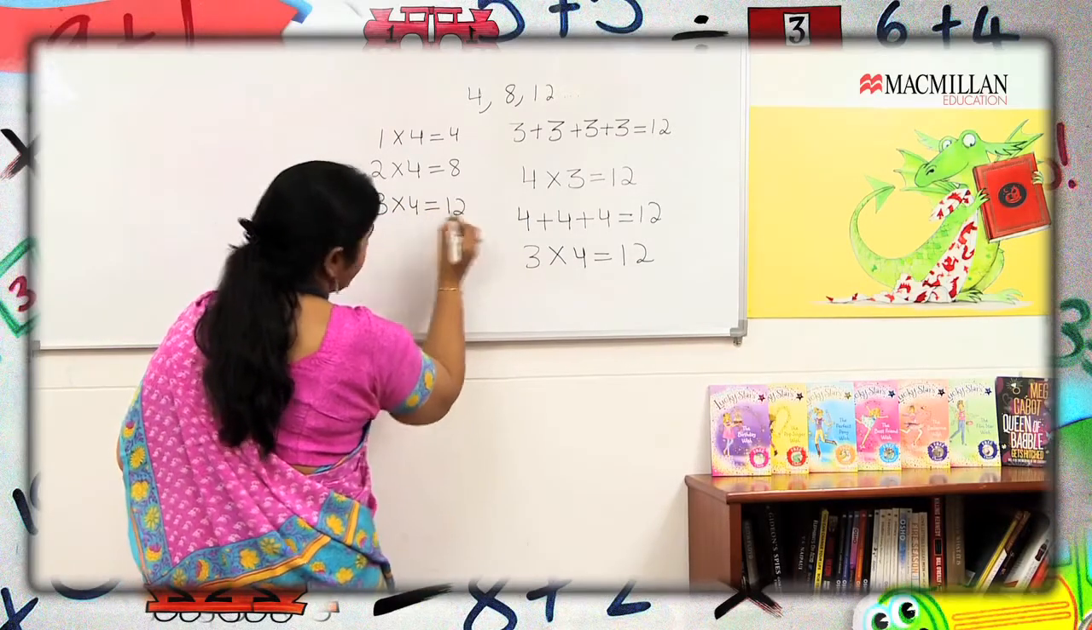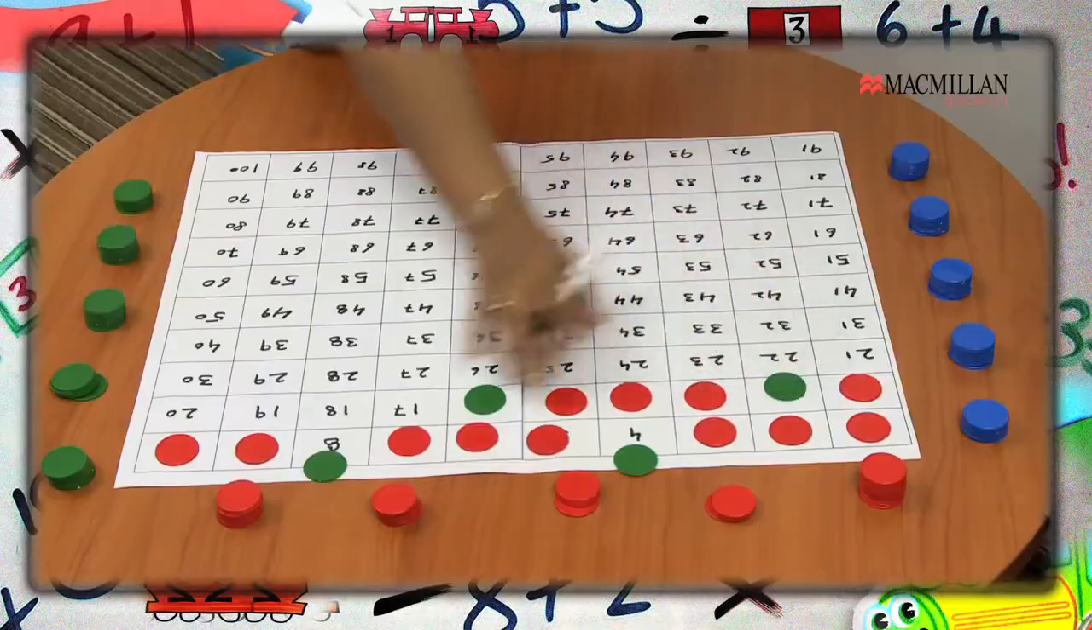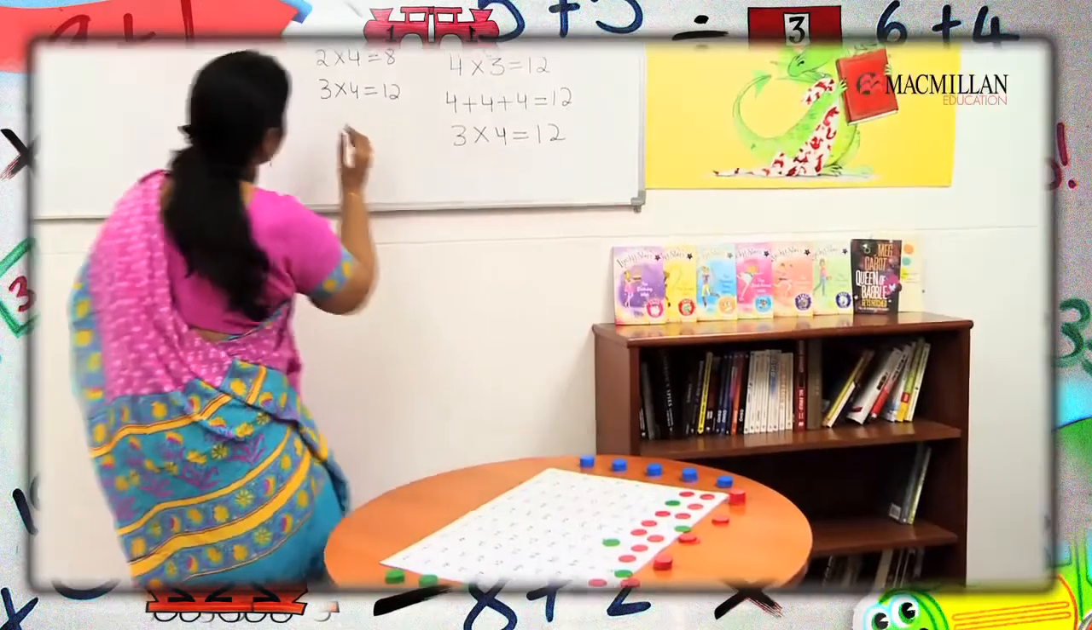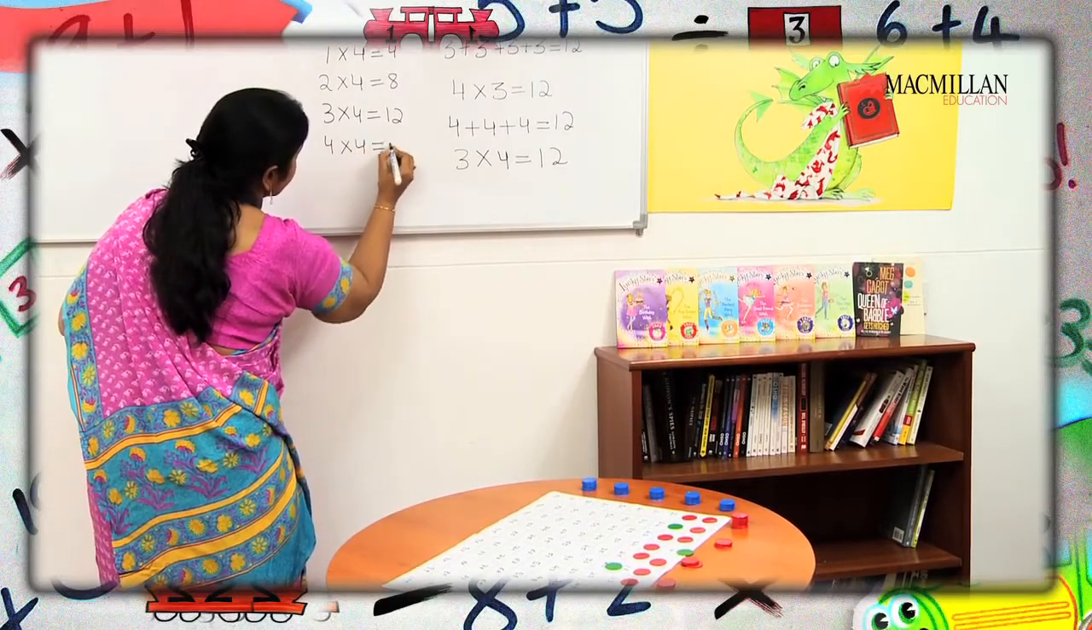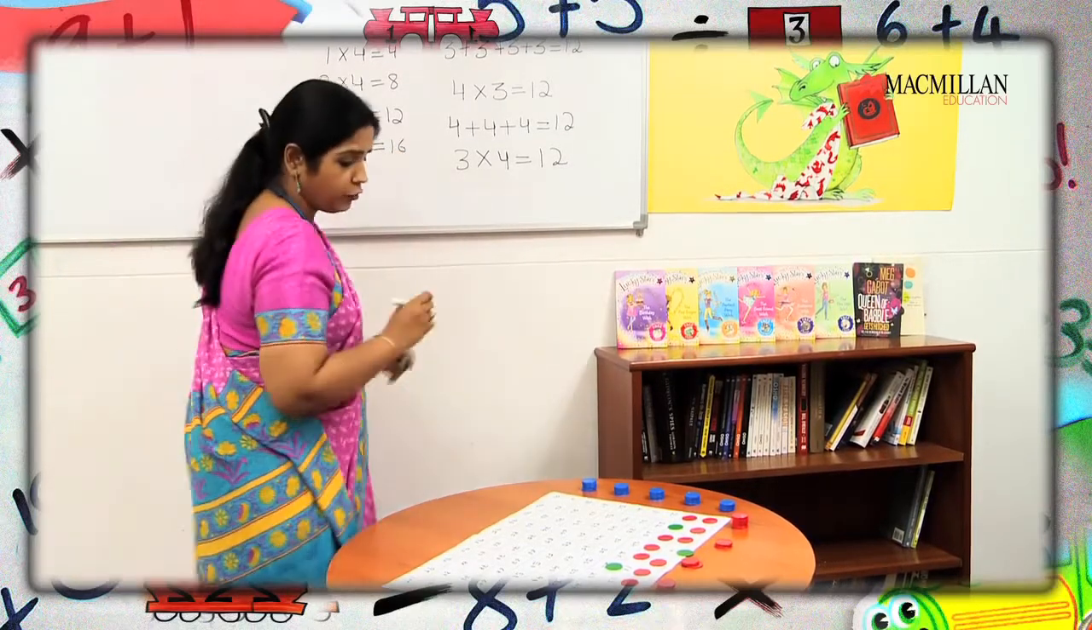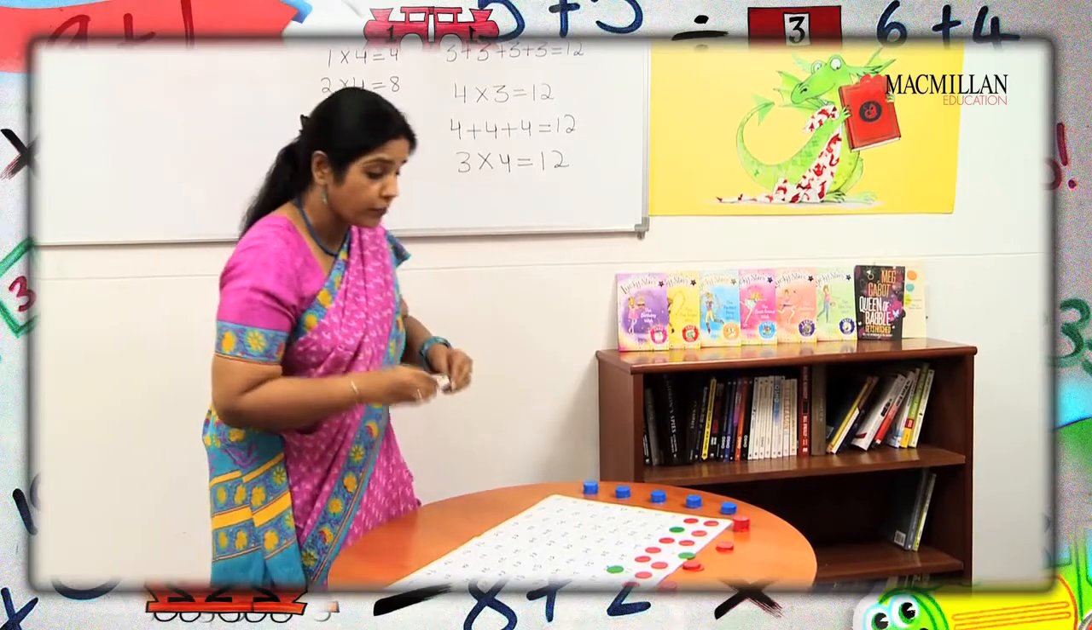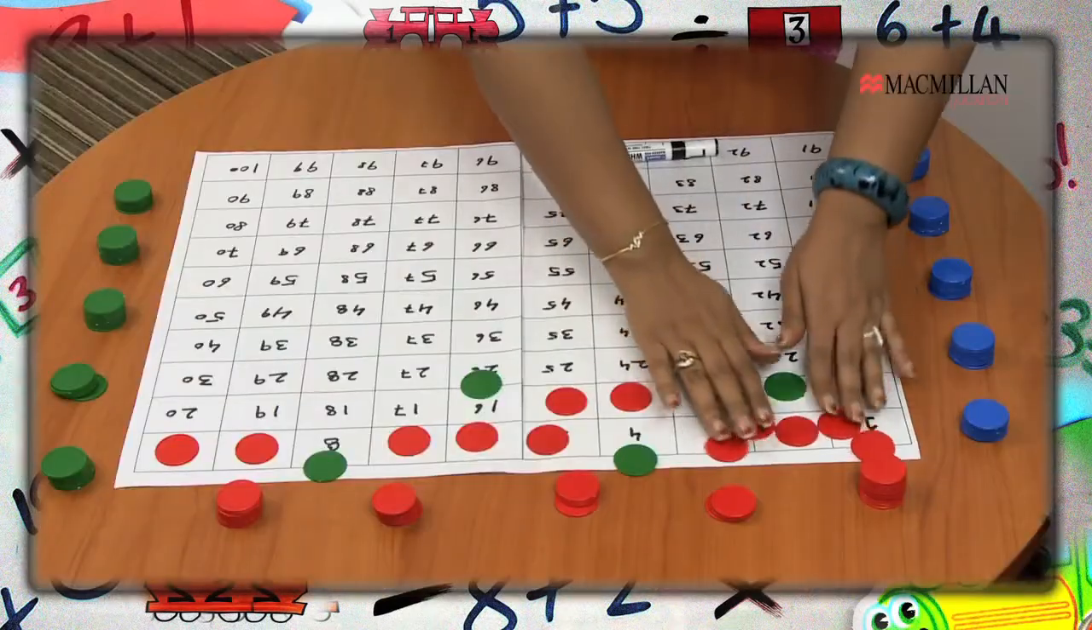And what will be 4 times 4? Let us see. What do we get? Yes, we have 16. And like this you can create your own grid and continue the skip counting. I want to show you something else too. Again, let us start.